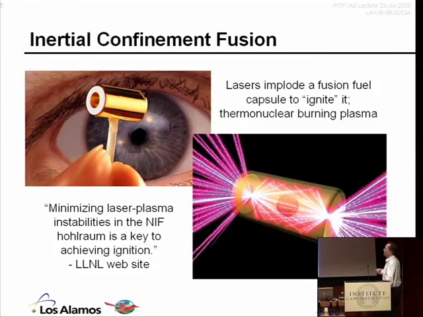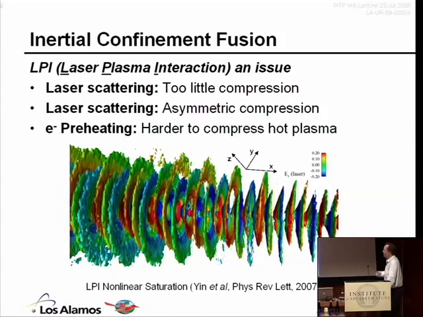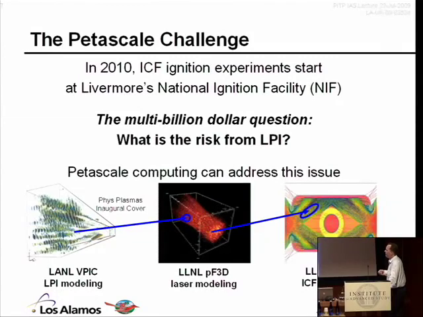One of the areas in which VPIC is getting a lot of active use on Roadrunner is in inertial confinement fusion, and I imagine with this audience, most people know what inertial confinement fusion is. The main thing here for VPIC is that laser-plasma interaction is a fairly major issue. This is because laser scattering means that the DT pellet could get too little compression. Likewise, laser scattering means compression can be asymmetric. And also, if there's a lot of laser-plasma interaction, it can preheat the electrons, making it harder to compress the pellet. And the multi-billion-dollar question of all of this is, what's the risk posed to a system like Livermore's National Ignition Facility by LPI? Petascale supercomputing is being used to address this issue.